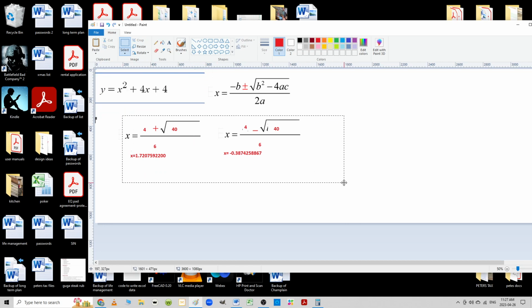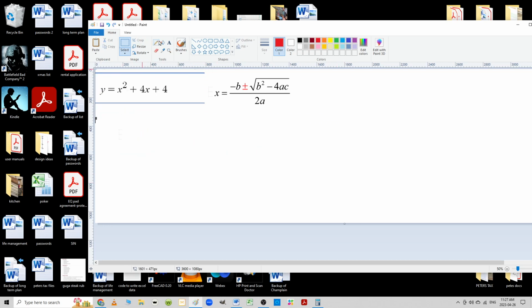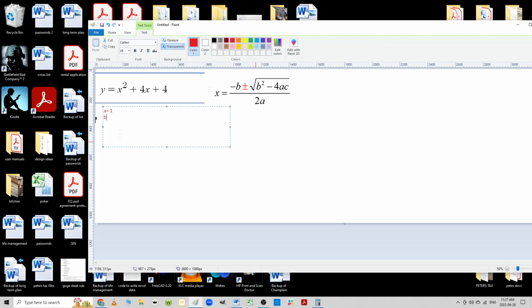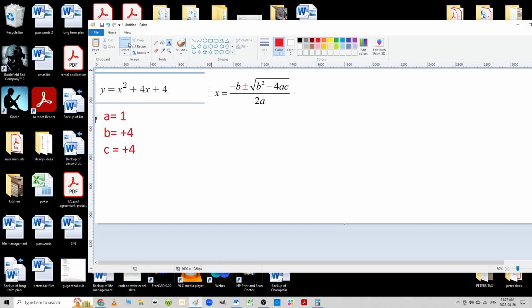Let's do that all over again. What's my a? A is equal to 1. What's my b? B is equal to plus 4. What's my c? My c is equal to plus 4 as well. So let's make those a little bit larger so you can see them. There we go. So now we have my a, b, and c. We just need to do two versions of the quadratic. But let's work on the discriminant first.